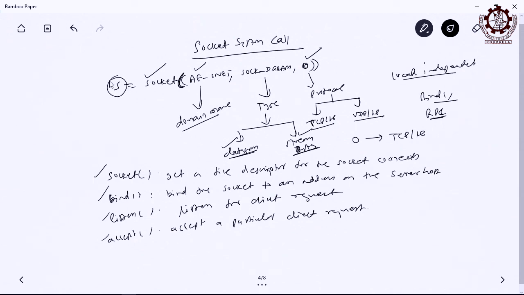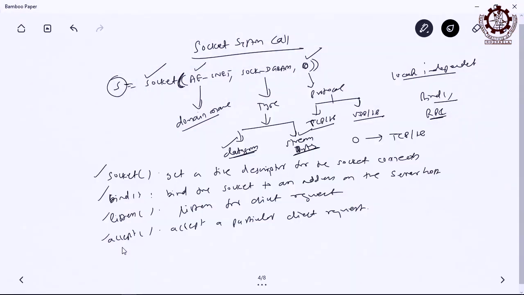By using that file descriptor and the server address, we can send the information to the receiver side. Am I clear? So, these things we are already implementing in the laboratory, but we have to see what parameters we use and what is the significance of each and every parameter for all the system calls, not only socket, but also bind, listen, accept, and a few others that are necessary.